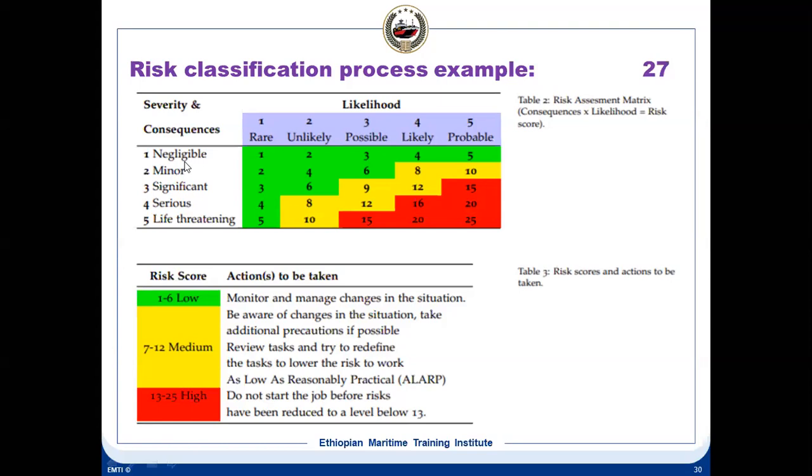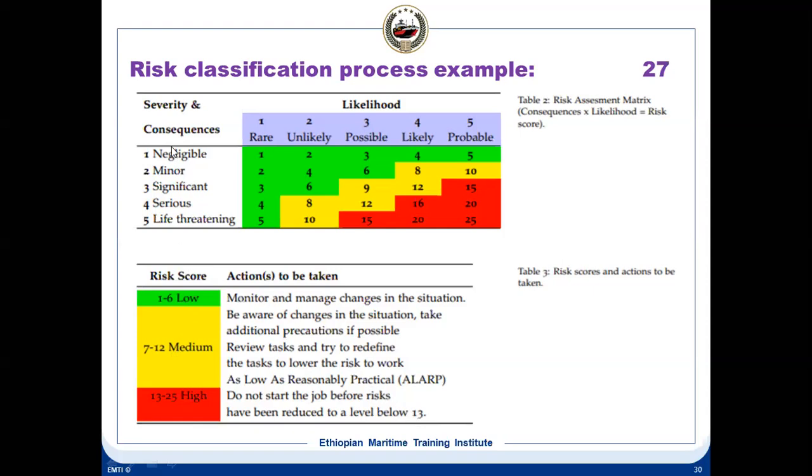As I told you, like a loose wire. Whether the consequence is negligible or minor or significant or serious or life-threatening, you have to take the score from this, and you have to take the score from this. When you multiply both scores, if it falls in 1 to 6, it is low. If it is 7 to 12, it is medium. If it is 13 to 25, it is high. 1 to 6 means you can continue the work. But if it is 7 to 12, then you have to take some additional protections to take care of this risk. But if it falls in the high range, do not start the job before the risk has been reduced to level 1-3.